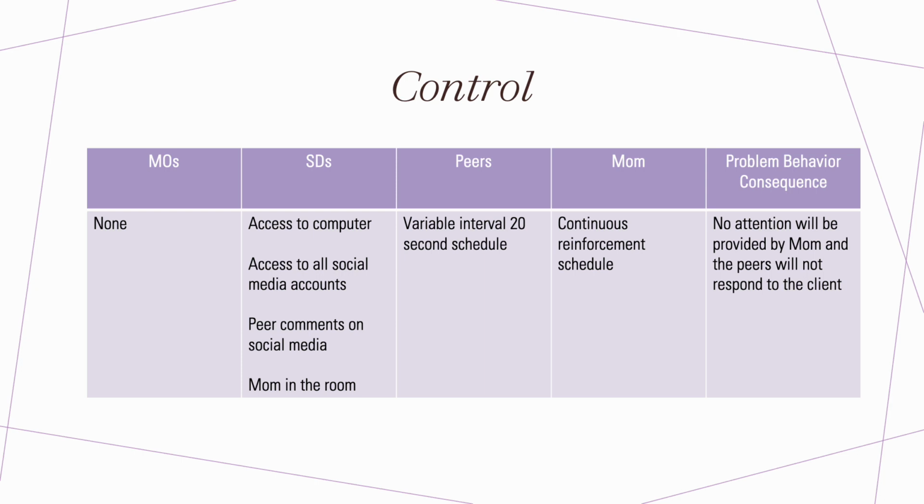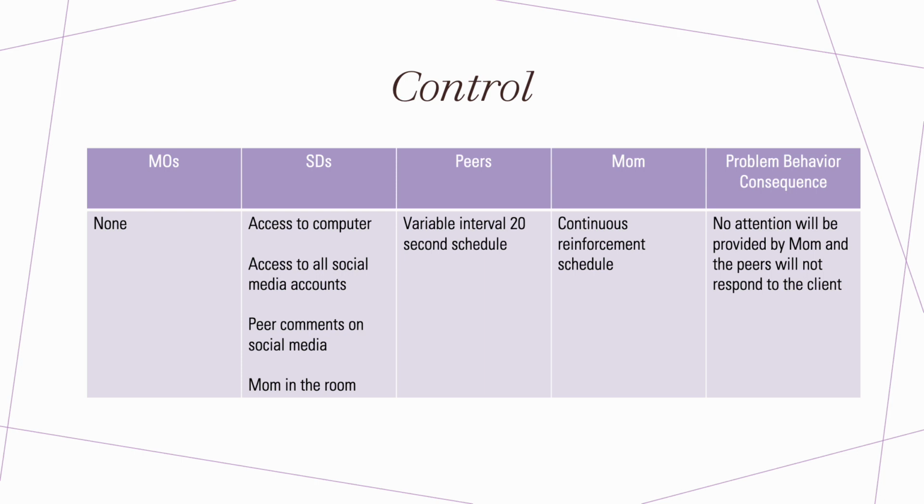In a typical control condition, there are no MOs. However, this is not feasible in this case because the behavior only occurs when the client is engaging in their social media accounts online and because the peer is unlikely to continuously comment on the client's social media profile. Therefore, a modified control condition that mimics the enhanced online environment will be conducted. Any instance of the behavior would be ignored by the mom and the peers.